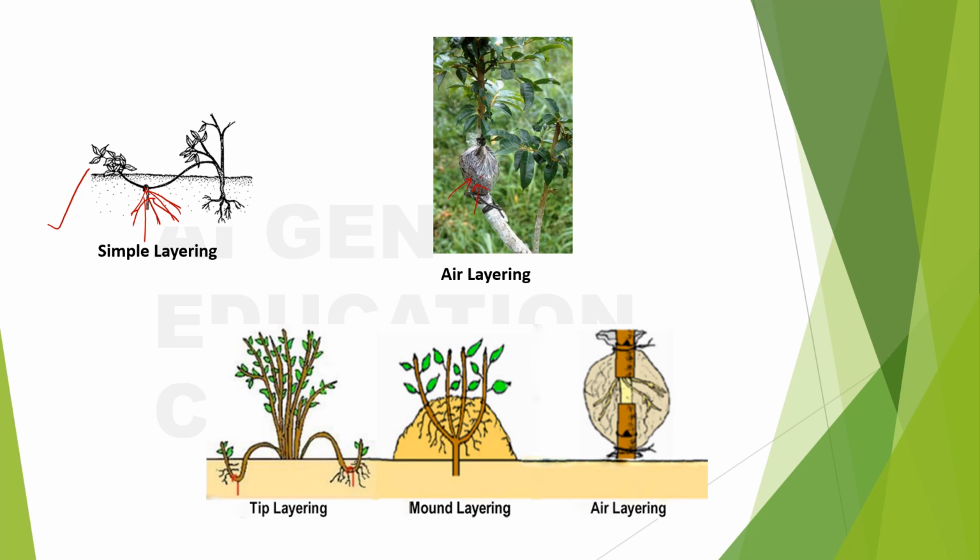Next, I just want to show that tip layering or simple layering, both are the same. Simple layering or tip layering. And air layering we have seen. This is the injured part, and here you will get the new roots. And this is mound layering. You will put a big mound of soil. So here also you will get all the roots and the shoots will develop.